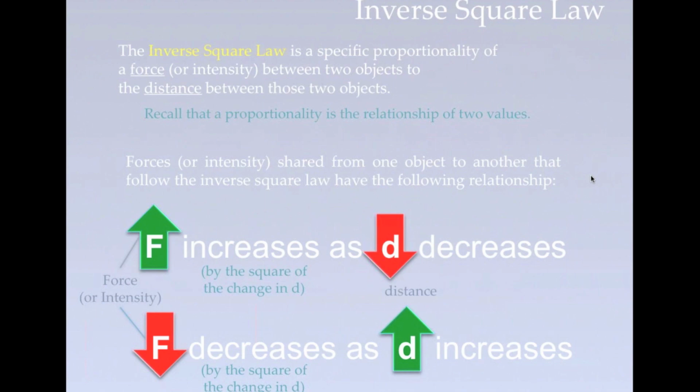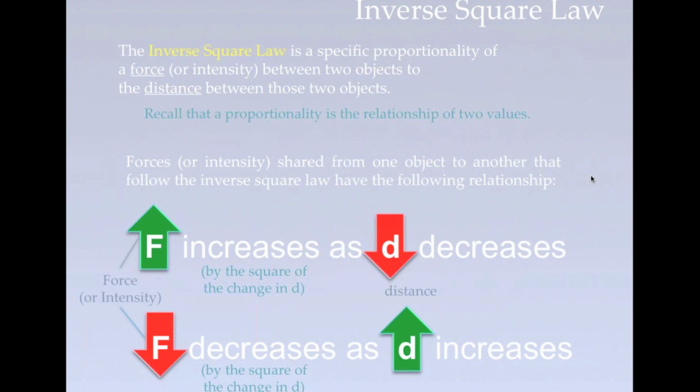We can see that the two variables we're talking about here are force and distance. An intensity and distance, or a force and distance, is what we're talking about for something that would relate to the inverse square law. The inverse square law relates to gravitational force, electrical force, magnetic force, and the intensity of light and sound. All of these things follow the inverse square law.